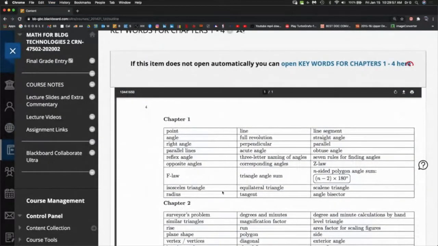So let's see if we've used any of these words. So it looks like we've used the words radius, tangent, isosceles triangle. Oh, there's that weird formula I just proved with you. And then we had a bunch of stuff from last time, like obtuse angle, acute angle, reflex angle. So if you look at this list here, let me do my math here.